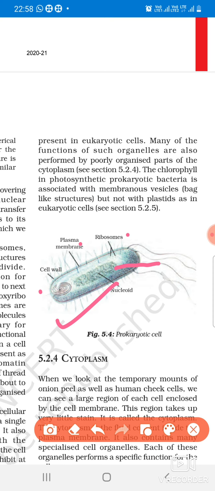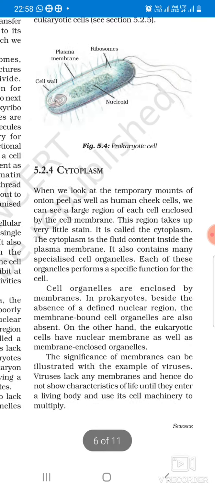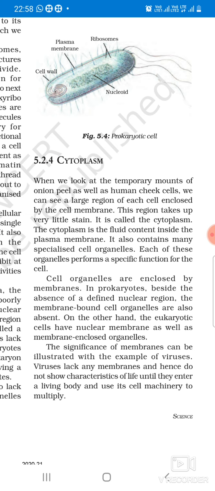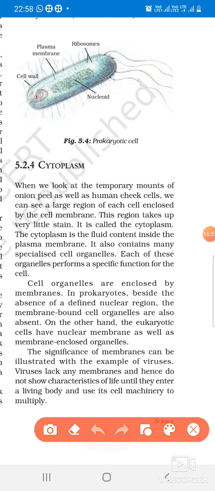Now what is the cytoplasm? Cytoplasm is the fluid content. When we observe the cell under the microscope, we will observe the fluid material that completely fills the cell, that is called the cytoplasm. It is the part of the cell that takes very little stain in the iodine test. Cytoplasm is the fluid content inside the plasma membrane, and it also contains organelles that perform different functions in the cell. They all are present inside the cytoplasm.